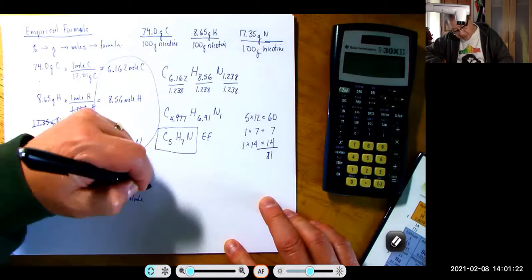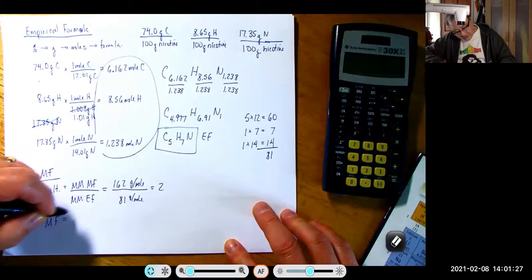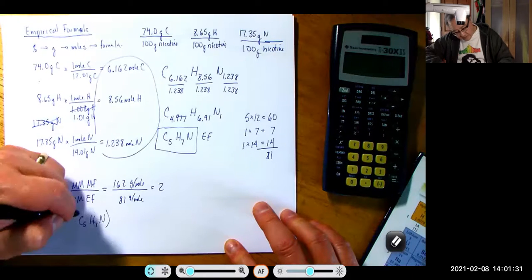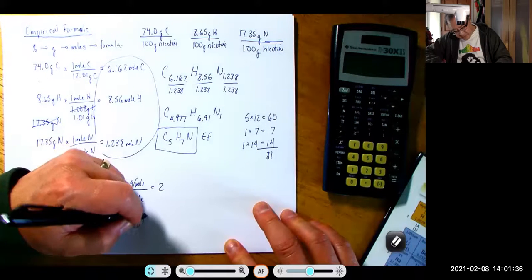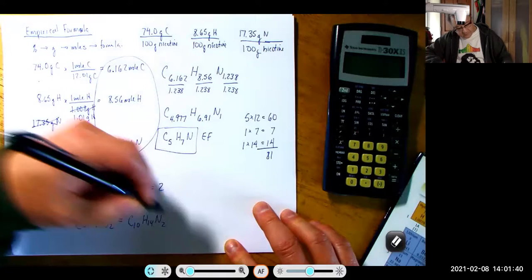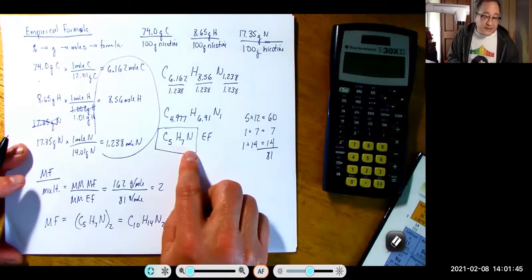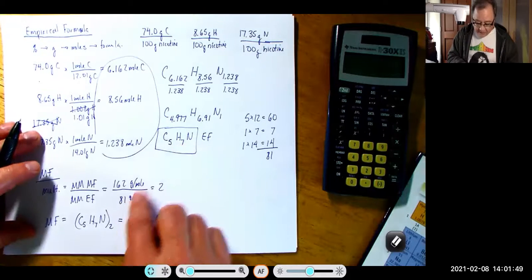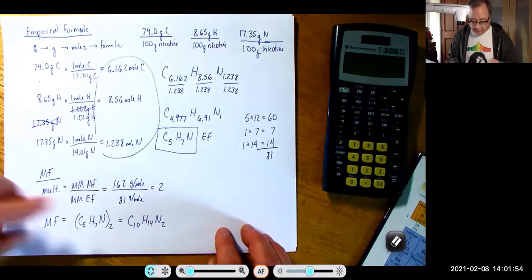So our multiplier is 2. And the molecular formula is going to equal C5H7N doubled, which is C10H14N2. So I'm pretty confident that this is the empirical formula because it is precisely half the molar mass of the molecular formula.